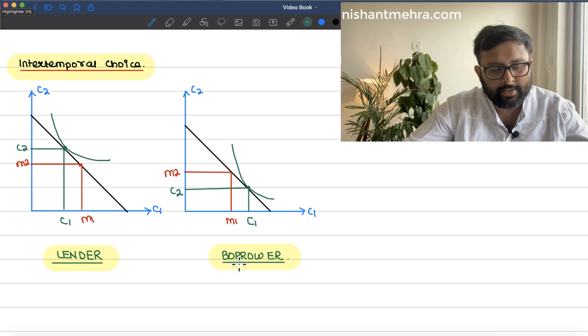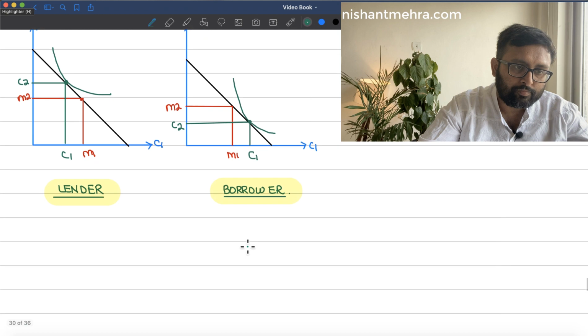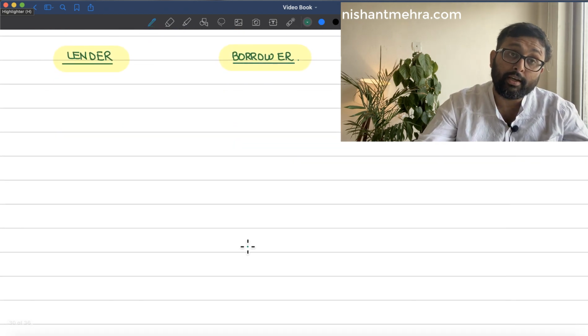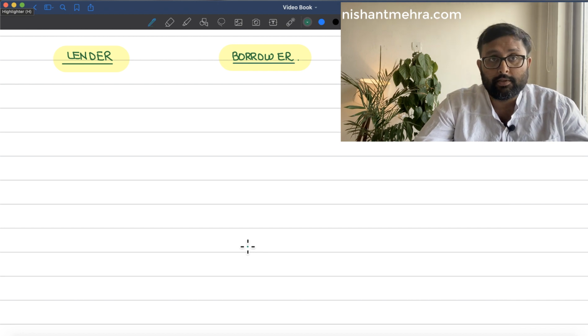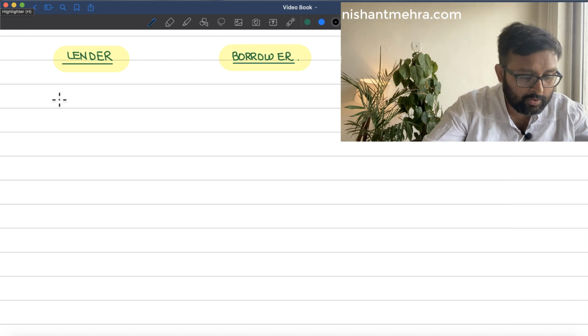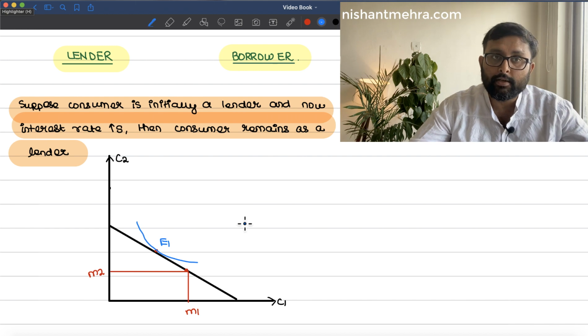Okay. Now let's look at a few comparative static exercises. So what do you mean by that? Let us look at the case when the consumer is initially a lender and the rate of interest increases. Then let us answer whether he will remain a lender or he'll become a borrower. So let me write the case first. Suppose the consumer is initially a lender, and we will show that when there is an increase in the rate of interest, the consumer must remain a lender only.